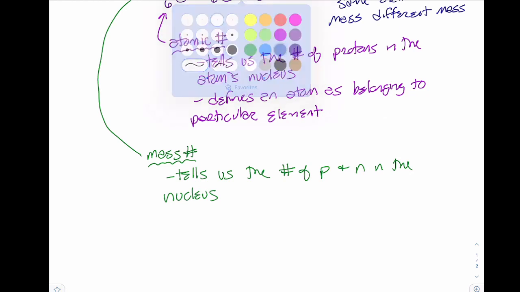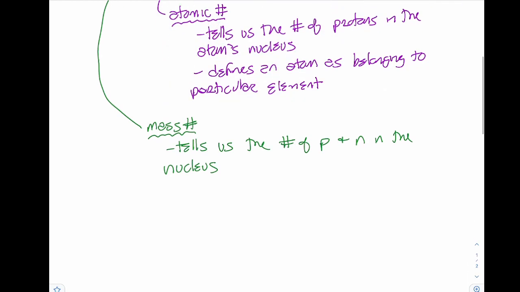A new term that you might not have heard before, and this does come up in nuclear chemistry a little bit, are nucleons. And a nucleon is just kind of the quick way to say protons plus neutrons. So a nucleon is the number of particles in the nucleus, so the number of protons plus neutrons. So the number of nucleons is going to be equal to my mass number.